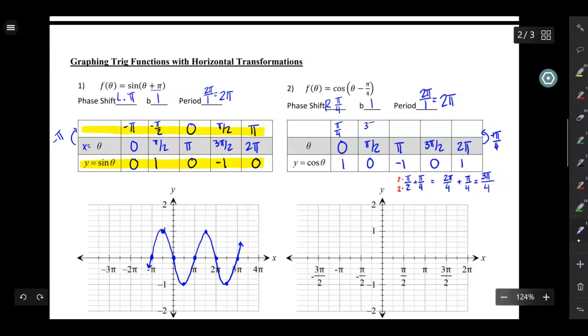So that would be my new x value right here. And you're going to do a similar thing with all the rest of these. If you need to hit pause and take some extra time to practice adding these values, that's totally fine. So I'm just adding pi fourths to all of these. 3 pi over 4 would be 6 pi over 4, so I'm going to get 7 pi over 4, and then 9 pi over 4.